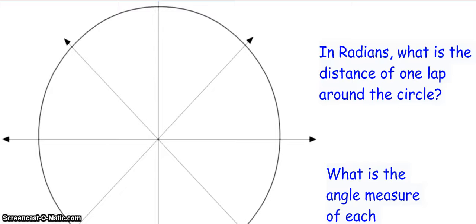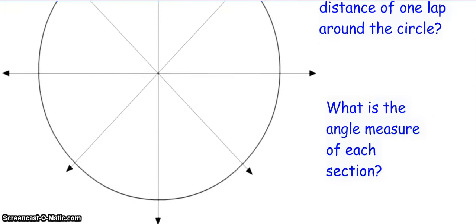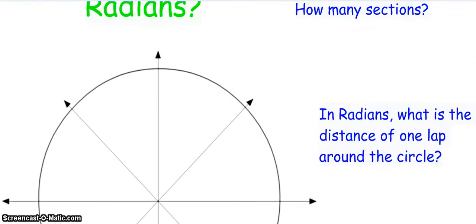So if we look at this circle, how many total sections have I cut the circle up into? Give you a minute to think about it. What do you see? Alright, very good. We got 8 sections.